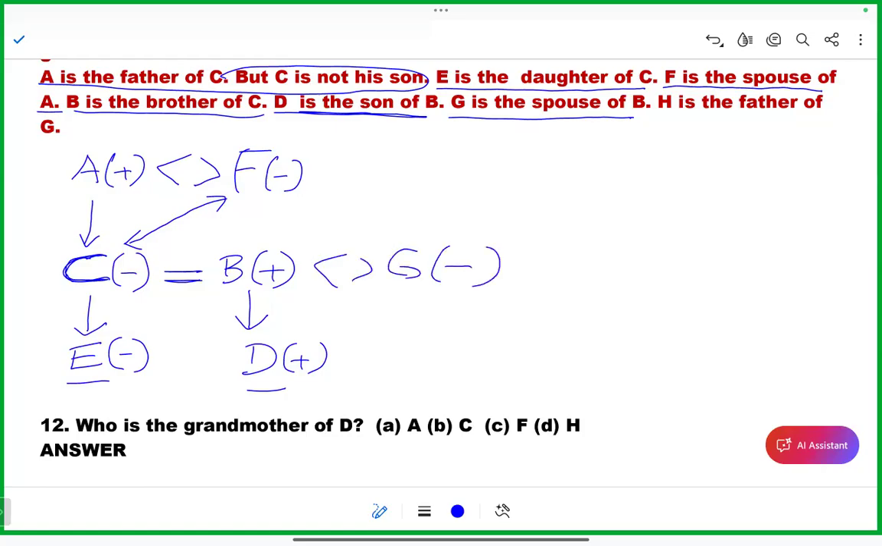Understood? So far, H is the father of G.